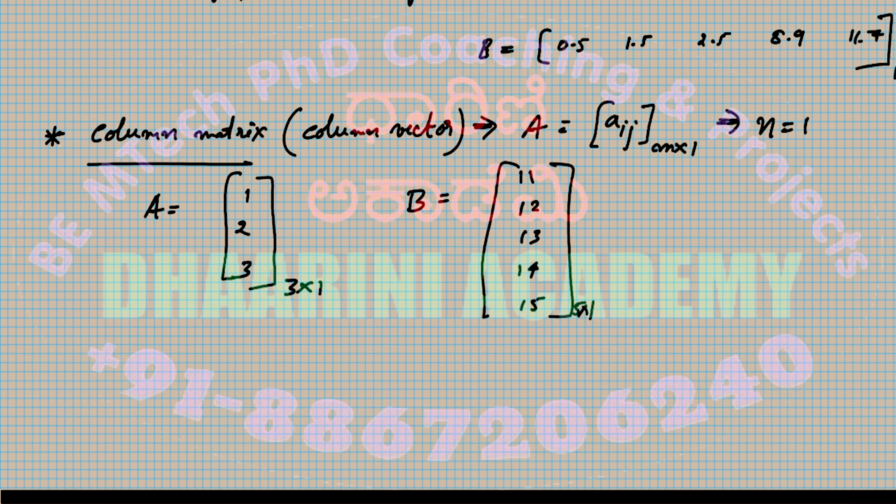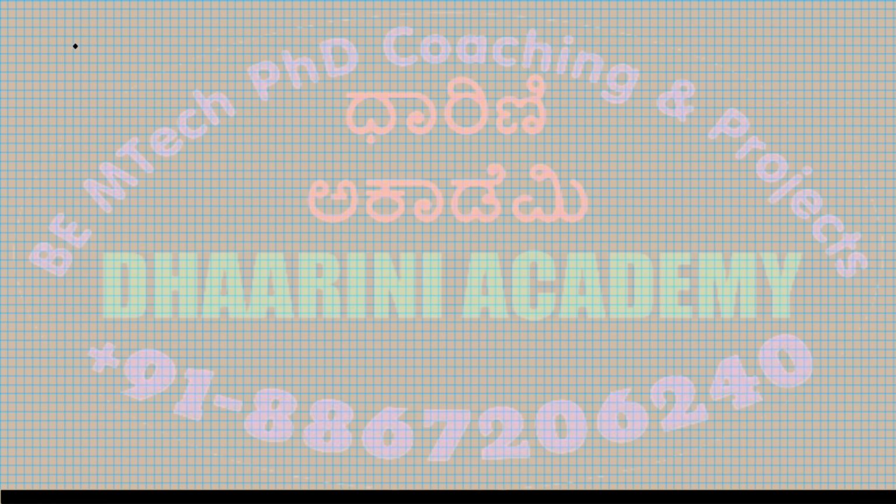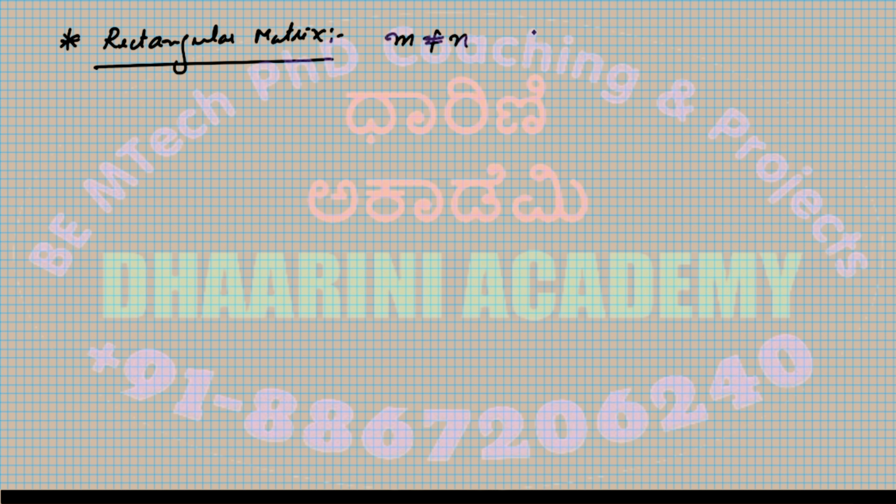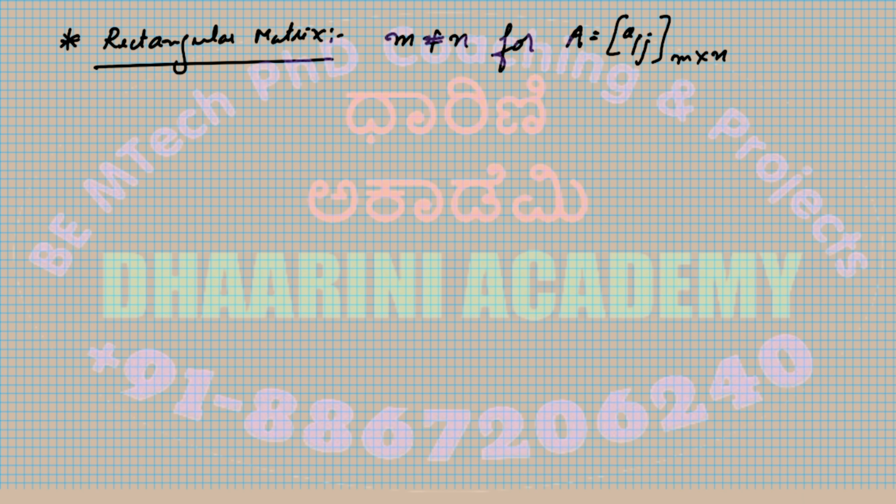Then the next type of matrix is called a rectangular matrix. A rectangular matrix is one where m is not equal to n for any matrix A represented as Aij of m cross n. It cannot be 1 cross 1, 2 cross 2, 3 cross 3. This is not possible. It can be any other number.